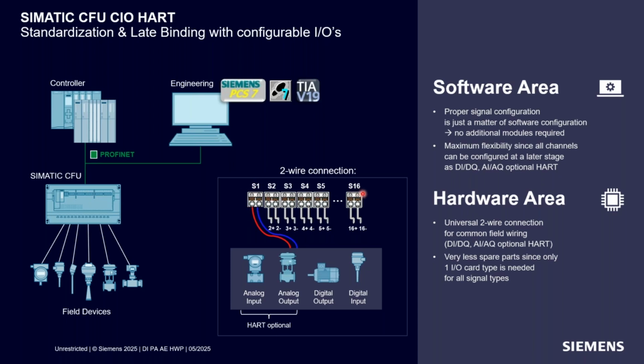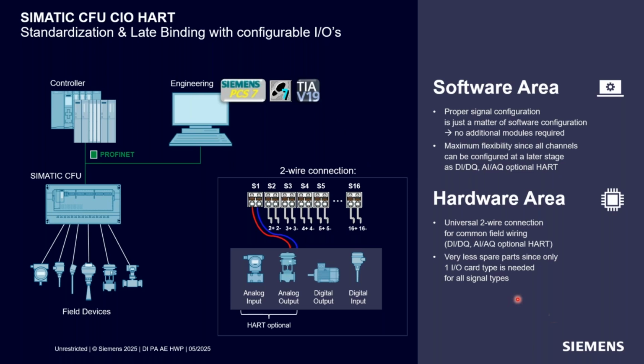So you see here our 16 channels of the CFU CIO HART, and each of the 16 channels can be configured as an analog input, an analog output, optionally both with HART, a digital output or a digital input. So you decide on the software side for each of those 16 channels which signal type it is. You don't need any changes on the hardware side. So you have maximum flexibility on the software side, since all changes can be configured at each stage of the project. And on the hardware side, you have a universal two-wire connection.